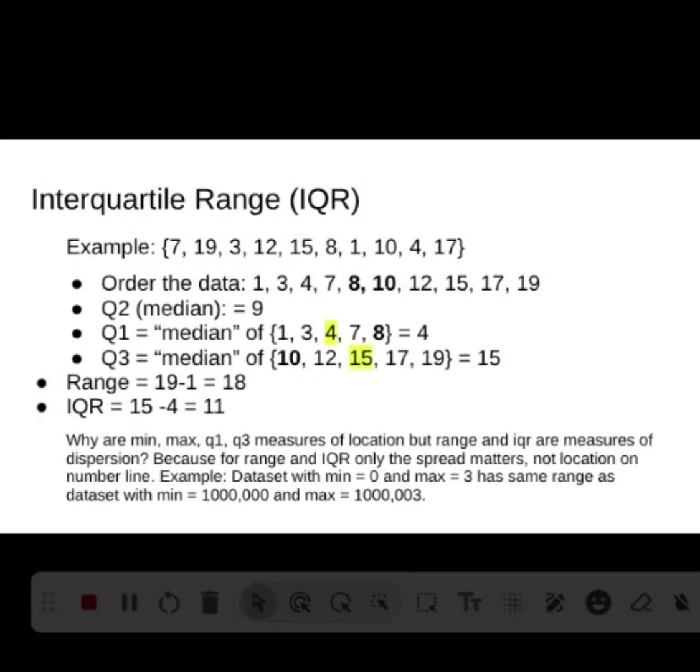Why are min, max, Q1, and Q3 measures of location, but range and IQR are measures of dispersion? Because for range and IQR, only the spread matters, not the location on the number line. A dataset with a min of 0 and a max of 3 has the same range as a dataset with a min of 1,000,000 and a max of 1,000,003. And the same goes for IQR.